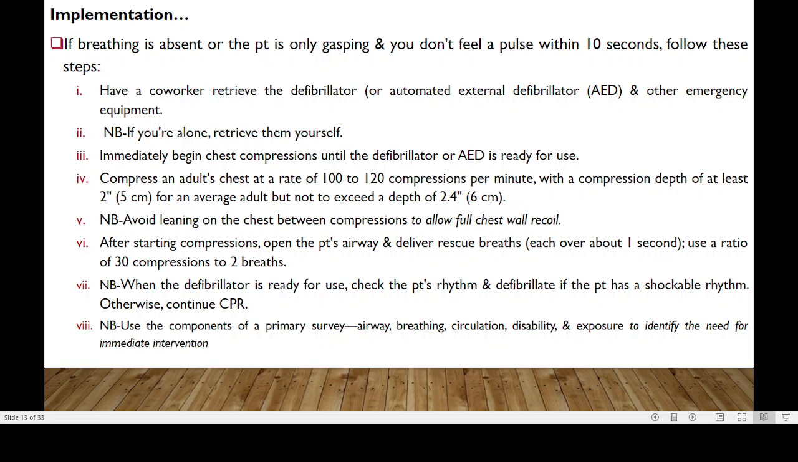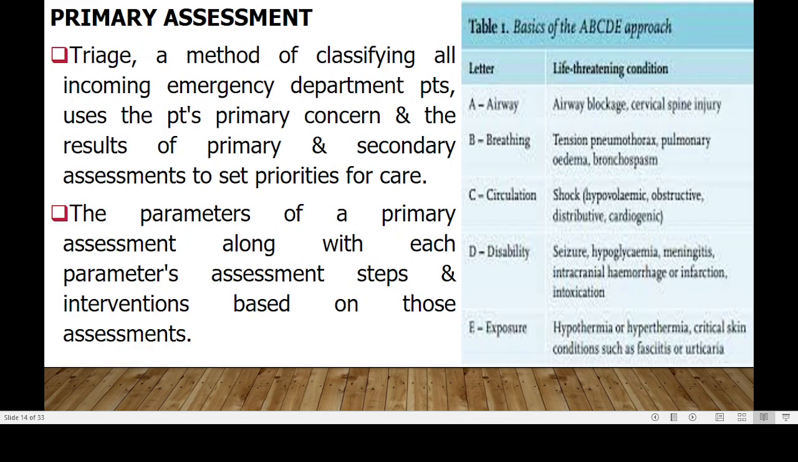Use the components of the primary survey. The primary survey is a method of classifying incoming emergency department patients using the patient's primary concern and the results of primary and secondary assessment to set priorities for your patient. So the parameters of primary assessment, along with each parameter's assessment steps and interventions, are based on those assessments.